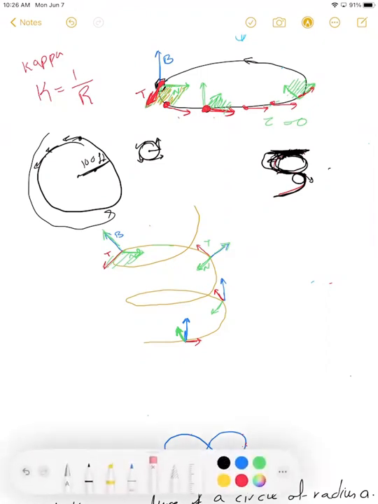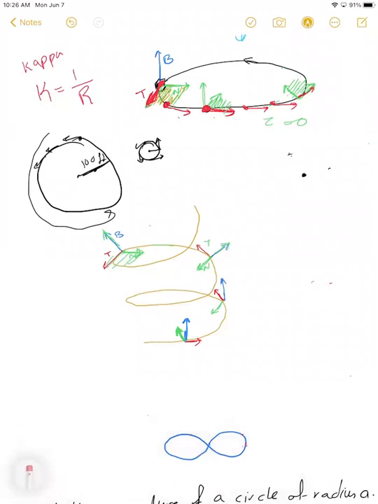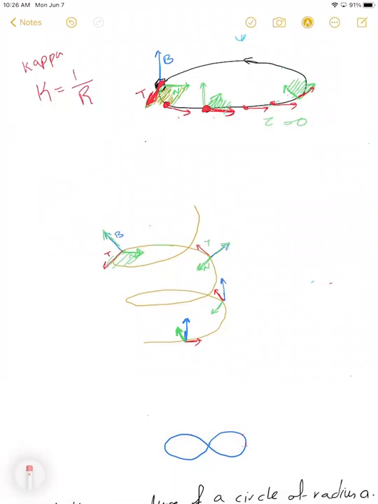So they have an inverse relationship between curvature and the radius of a circle. The bigger the radius is, the smaller the curvature. The smaller the radius is, the bigger the curvature. And I will demonstrate an example.